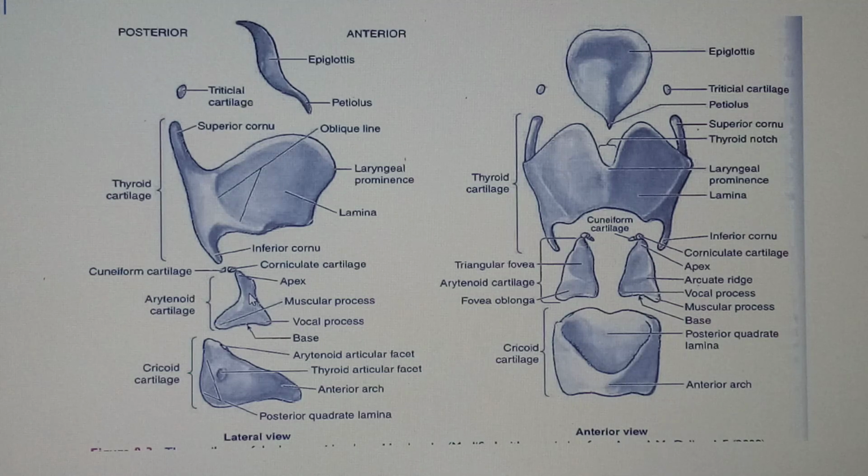And the arytenoid cartilage is very important as far as understanding the muscular attachment and the muscle actions of the intrinsic muscles of the larynx. Very important. Then I told you that sitting on top of the apex of the arytenoid cartilage, I find the corniculate cartilage, the cone-shaped cartilage. But my friends, this corniculate cartilage has an eponym, and the eponym is Santorini. So we call it the corniculate cartilage of Santorini. That's an important bit of information for you to know.